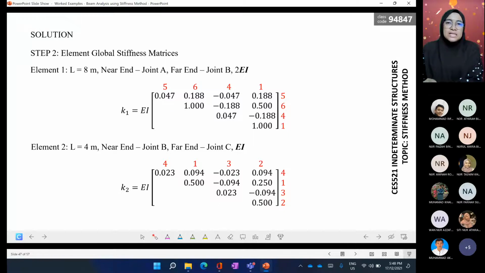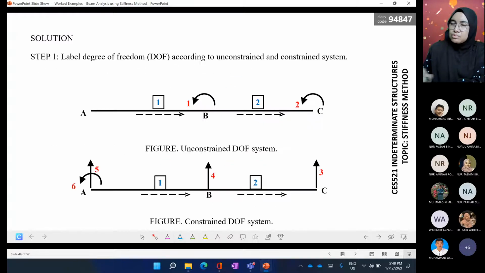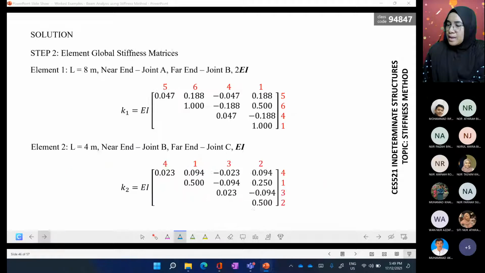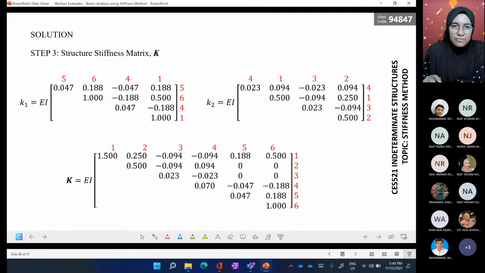What is most important is the label. The label we must refer to is near condition to far condition, near to far. So for element number 1 we have 5, 6, 4, 1. So we should label 5, 6, 4, 1 for element number 1.